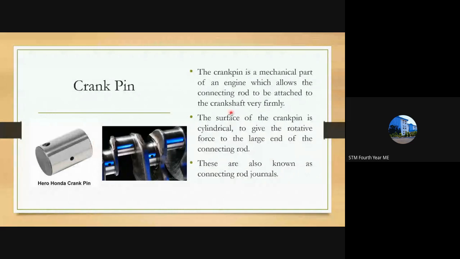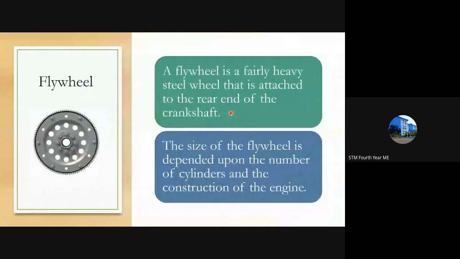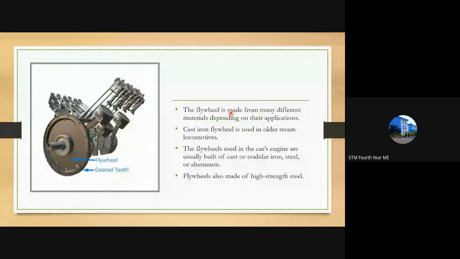That is the main purpose of the crank pin. Then comes the flywheel. So what is a flywheel? A flywheel is nothing but a wheel that is provided on the crankshaft, which then transfers the power from the flywheel to the clutch, then to the gearbox, then to the propeller, then to the wheels. So the flywheel is attached to the clutch.